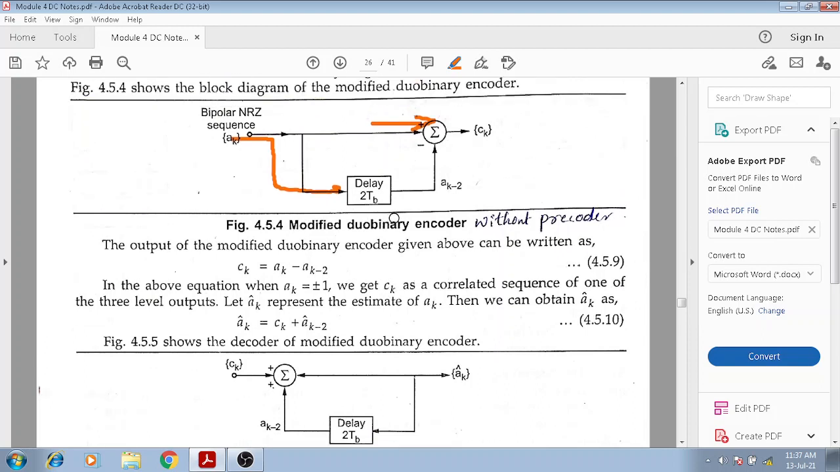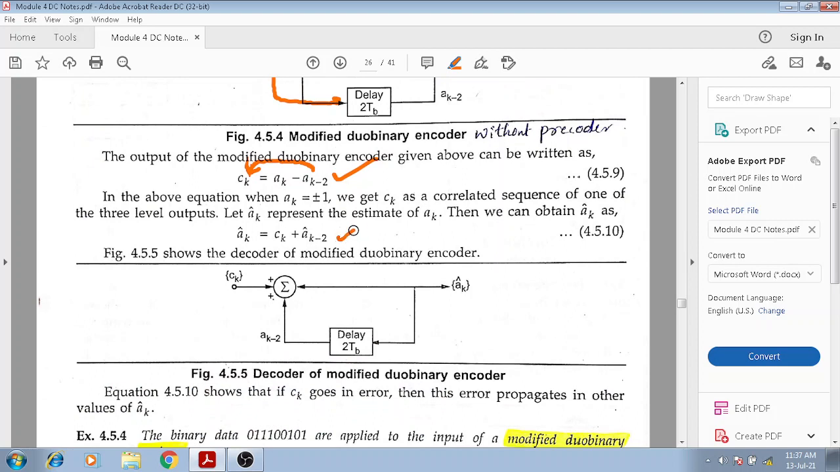Then at the receiver side, in the decoder part, we have to estimate the 2 level sequence ak from the output of the modified DO binary encoder. So you have to reconstruct the 2 level sequence ak from ck. How? By modifying this equation. So the estimate of ak is equal to ck plus, this minus becomes plus, the estimate of ak-2. Based on this expression, you can draw the block diagram of the decoder part of the modified DO binary encoder.